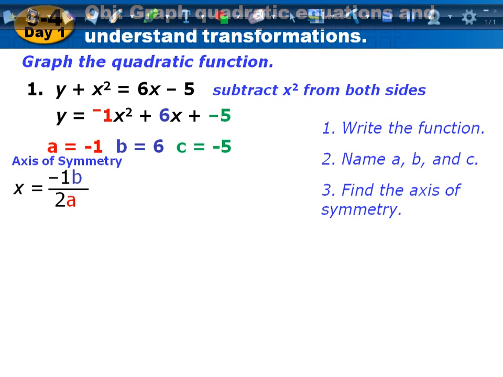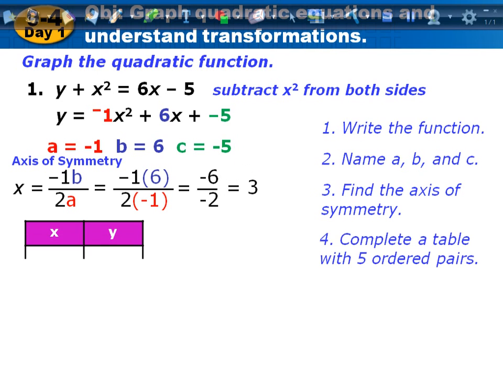Then we're going to find the axis of symmetry given the formula, -1 times b over 2 times a. We're going to plug in the b and the a. Multiply the top and the bottom, we get -6 over -2, which is 3.